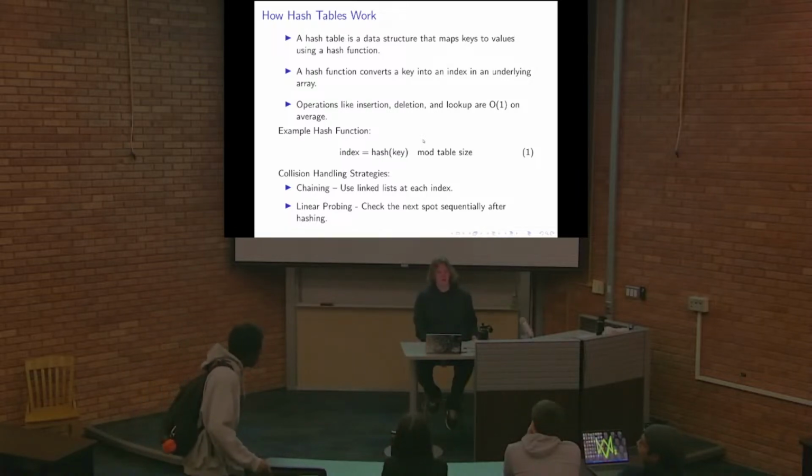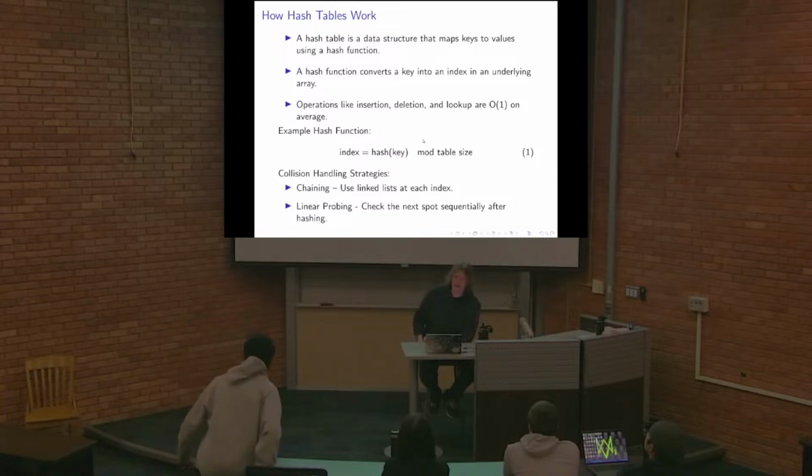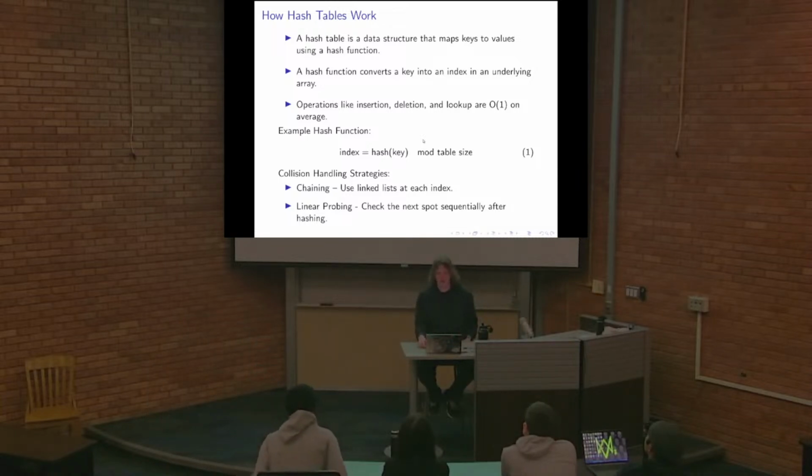And of course, because hashing algorithms aren't perfect, you could have multiple things hashed to the same thing because you're modding by a certain table size. So the pigeonhole principle would say that eventually you're going to have something collide. So there are two main strategies that are employed when you're trying to handle collisions. The first one is going to be chaining.